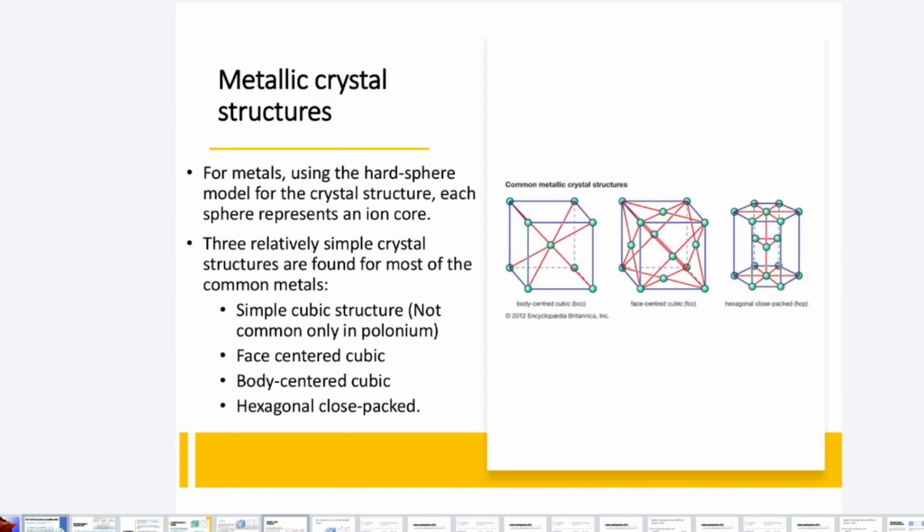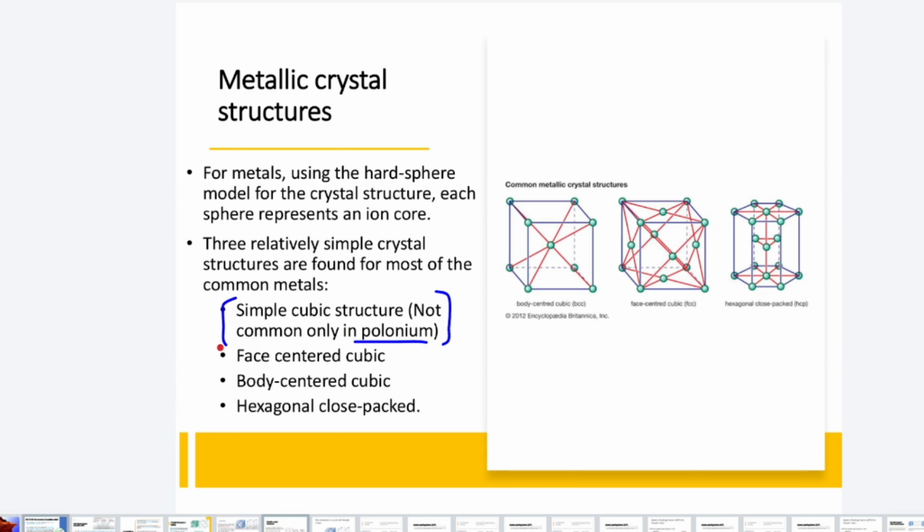Now, we will study only the metallic crystal structure, right? In the metallic crystal structure, the materials have different types of unit cell, and that unit cell is repeating again and again. For metals, using the hard sphere model for the crystal structure, each sphere represents an ion core. The three most important famous structures are present in almost all the metals. But there is only one element which exhibits the simple cubic structure. This simple cubic structure occurs only in polonium.